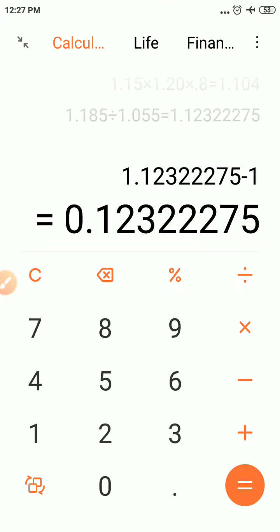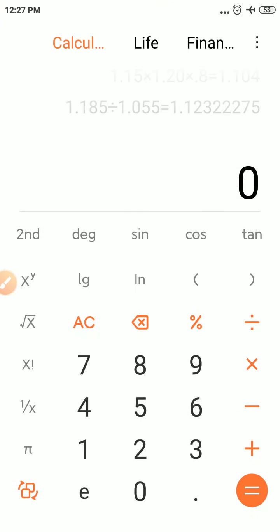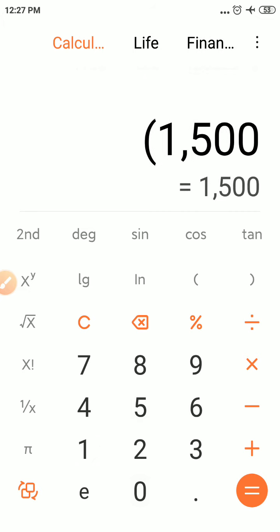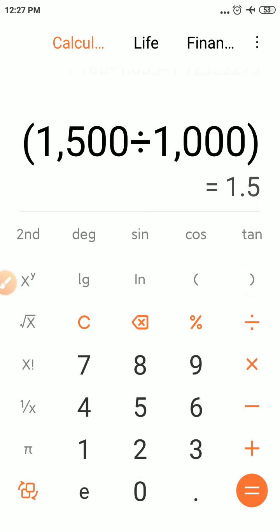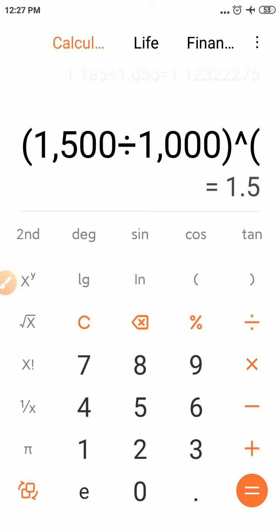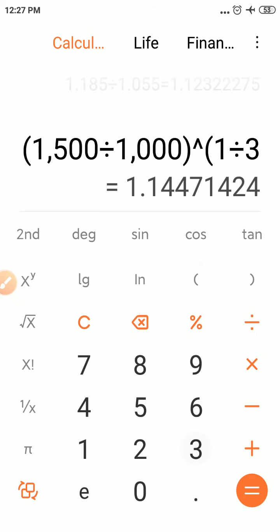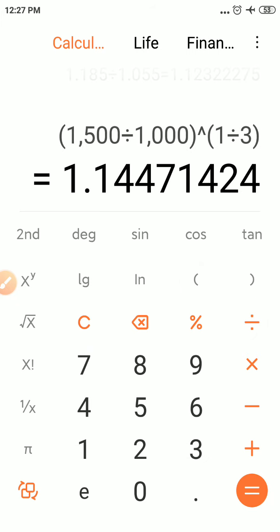Okay, so if you look over here, this is my scientific calculator in mobile. Suppose I want to do that. Suppose 1500 divided by 1000, this is raised to, in bracket, 1 by 3. So I will get the answer 1.144.